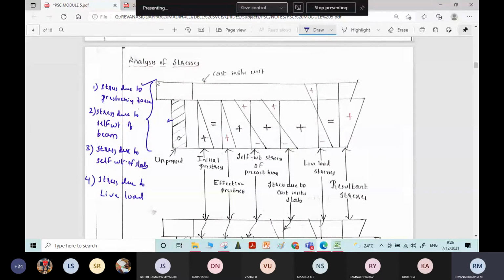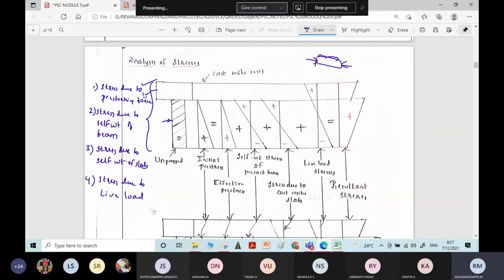First one, stresses due to the pre-stressing force. There will be pre-stressing force induced to the composite section. Obviously, there will be stresses induced by this pre-stressing force. Then stress due to self weight of beam, stress due to self weight of slab, then stress due to the live load which is acting on the beam. Let me discuss one by one.